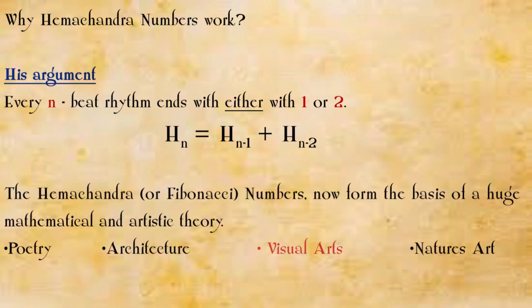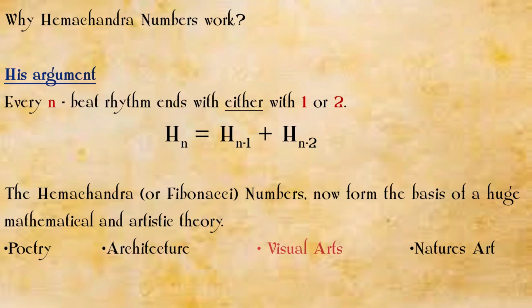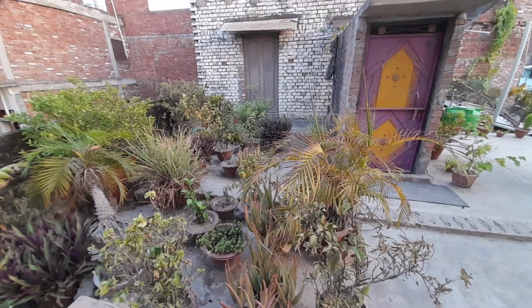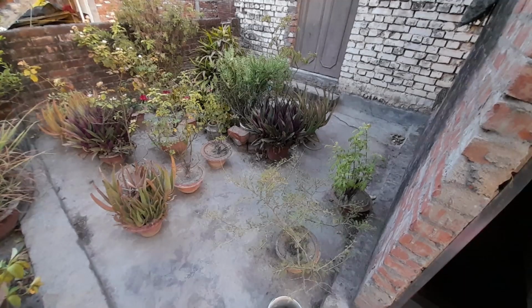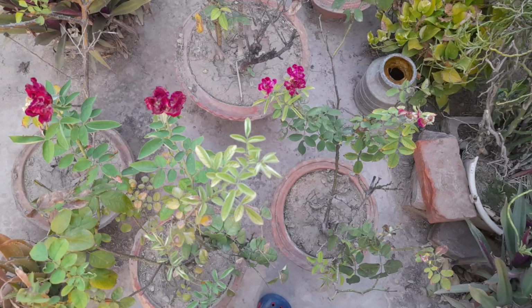The Hemachandra numbers or the Fibonacci numbers now form the basis of huge mathematical and artistic theory, which you can see in many forms like poetry, architecture, visual arts, and the favorite one, nature's art. Now, to prove nature's art and the application of Hemachandra or Fibonacci numbers in it, I actually took the pain of going to my terrace garden to find flowers and petals, as mentioned in the title of the video, which would allow me to show you the magic of these numbers.